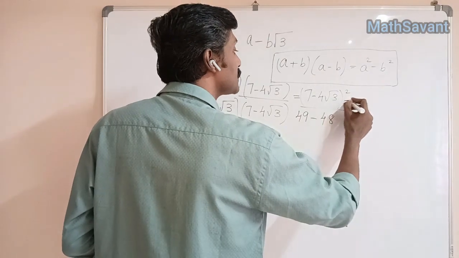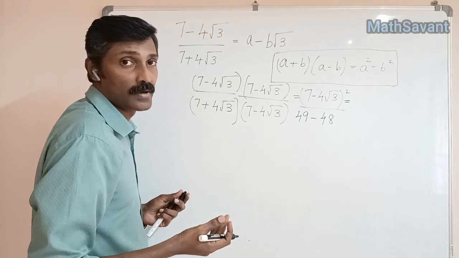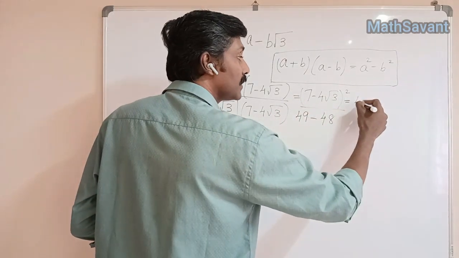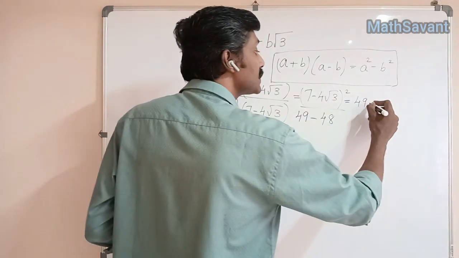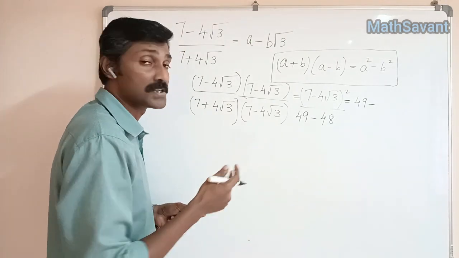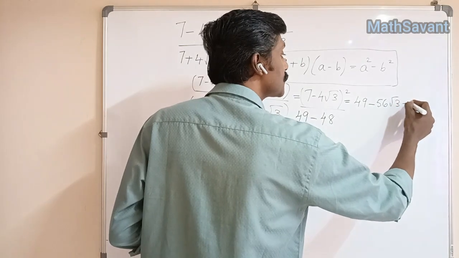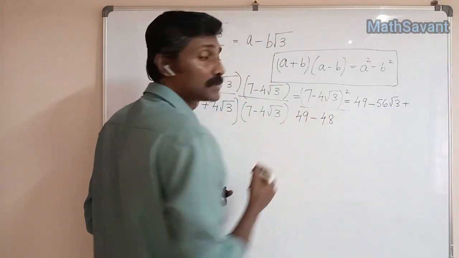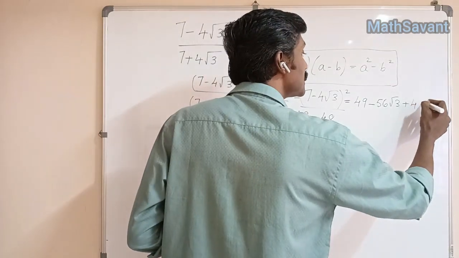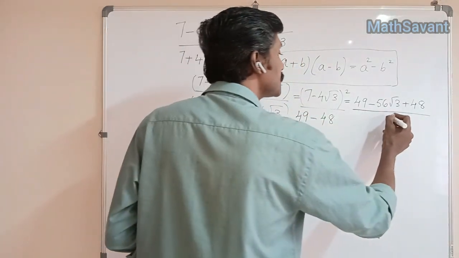Now what happens when I expand the numerator? This is nothing but (a minus b) the whole square, right? What is (a minus b) the whole square? It is a square minus 2ab plus b square. A square is 7 square, which is 49, minus 2 into 7 into 4 root 3. 2 into 7 is 14. 14 into 4 is 56. So we get 56 root 3 plus b square, that is 4 square into root 3 square, which we already got. It is 48, correct? So this is what we get in the numerator, and the denominator is obviously 1.